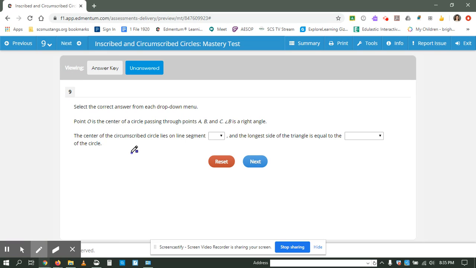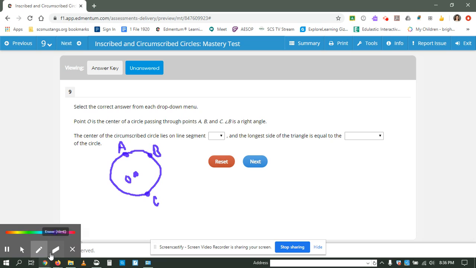Okay, so if we take a look, we've got our circle. Point O is the center of our circle. So there's our center, here's our point O. And that circle passes through points A, B, and C. So I'm going to put those on my circle. So there's my A. Here's my B. And then here's my C.